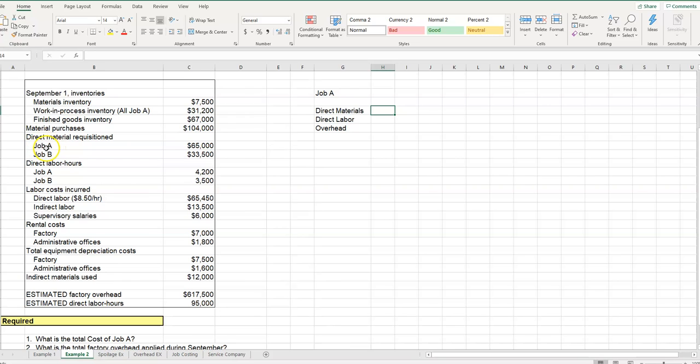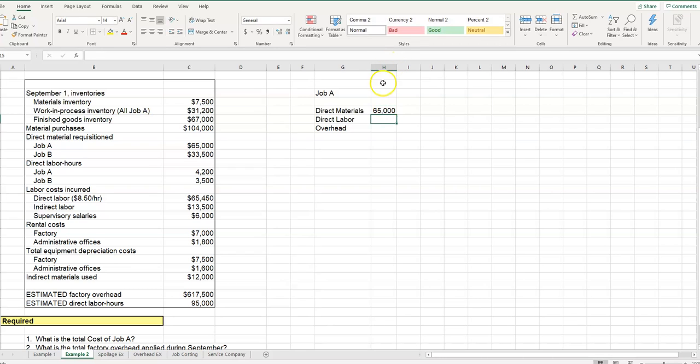Well, we have $65,000 requisitioned for job A during the month of September. So we're going to add $65,000 to job A. Direct labor costs, we had direct labor hours on job A of 4,200, and we have a direct labor rate of $8.50 per hour. So our direct labor for job A is 4,200 hours times $8.50 per hour.